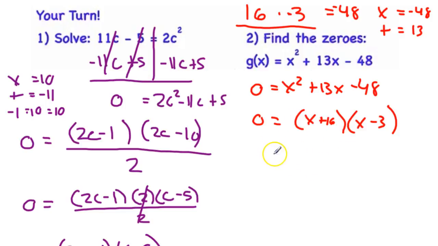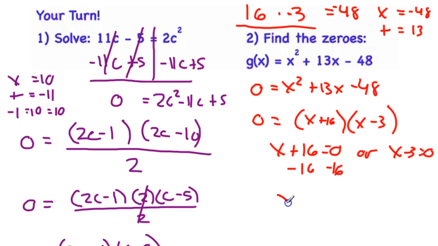Now I make each of these equal to 0. X plus 16 equals 0, or x minus 3 equals 0. Minus 16 minus 16. X equals minus 16, or plus 3 plus 3. X equals 3.